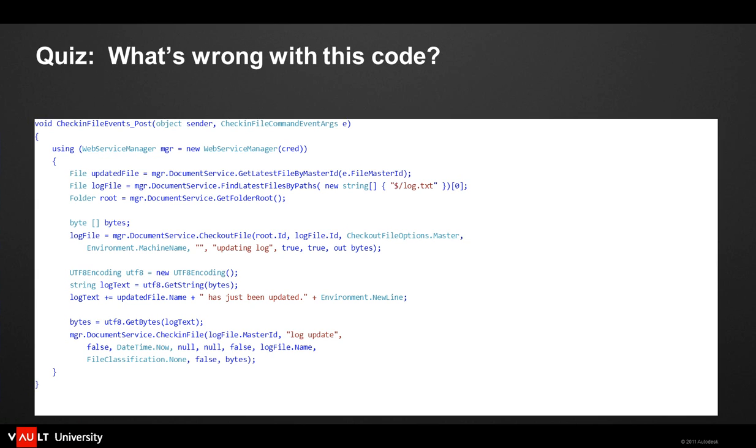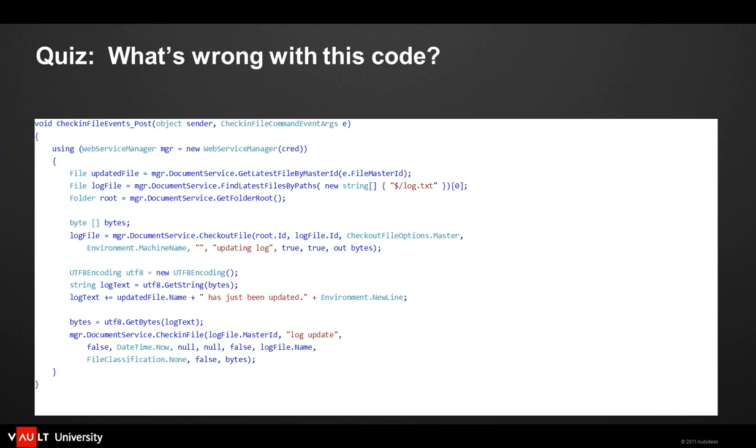What I want to do with this is create a log of all of the check-ins that go on in Vault. Just a simple text file, and each time a check-in goes through, I just want to add a line to the text file that says, okay, this file's been checked in. And I've decided that I'll keep this log inside of Vault, because it's a nice centralized file repository.